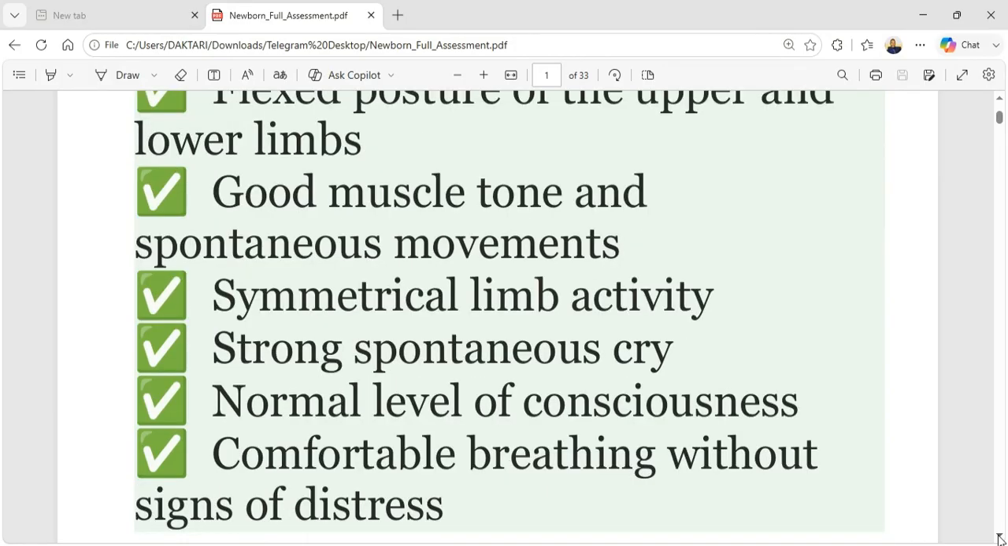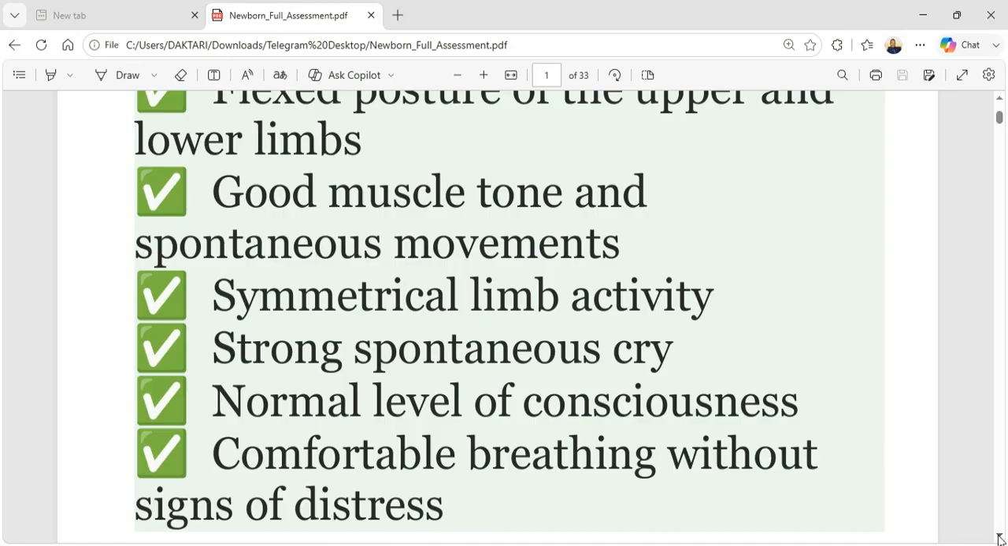The baby must cry immediately after birth. That is one thing that we are normally concerned with, because if there is no cry, it may signify several things. One can be a blockage of the airway. Two, we can be having acute respiratory distress.